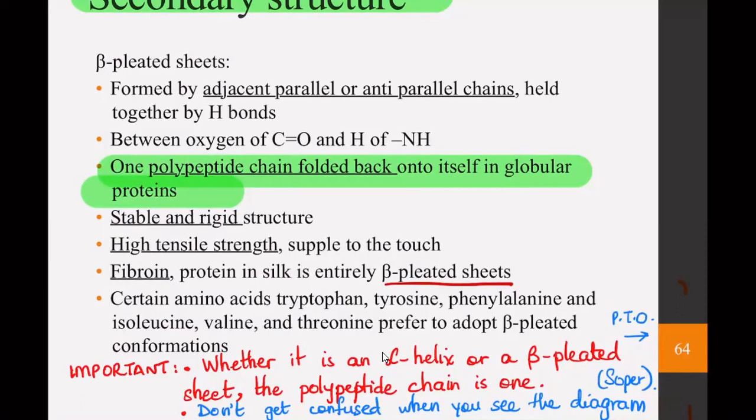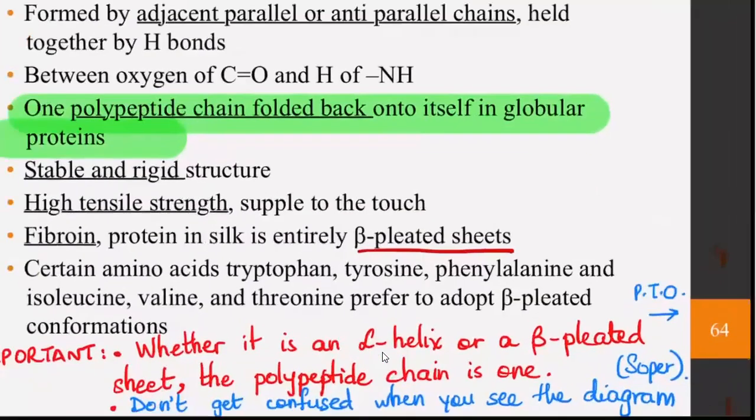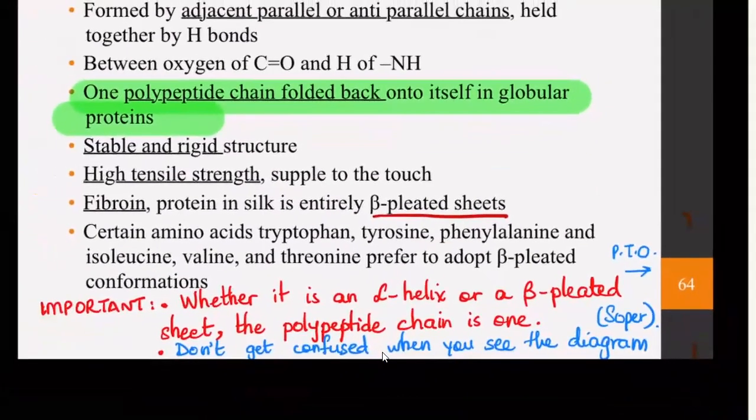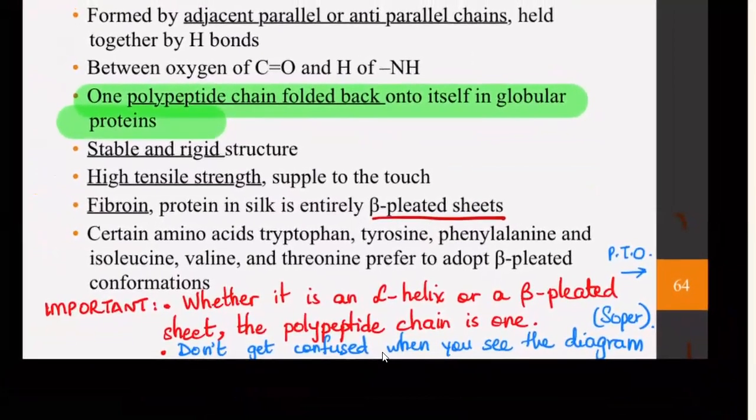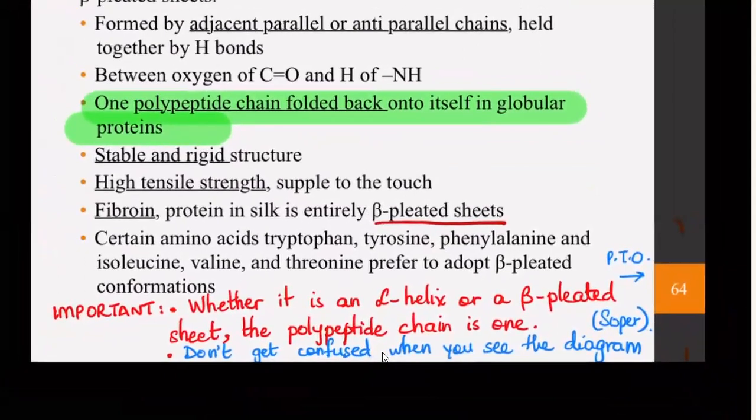So it's very difficult to tear apart silk, and the reason for that is that silk is made up of these beta pleated sheets, और उसको फाड़ना इसलिए मुश्किल है कि the hydrogen bonds arrangement has made it a very strong, stable and rigid structure. ठीक है? The important note that I have written in the end is that whether it is an alpha helix or it is a beta pleated sheet, the polypeptide chain is one. So don't get confused when you see the diagram.